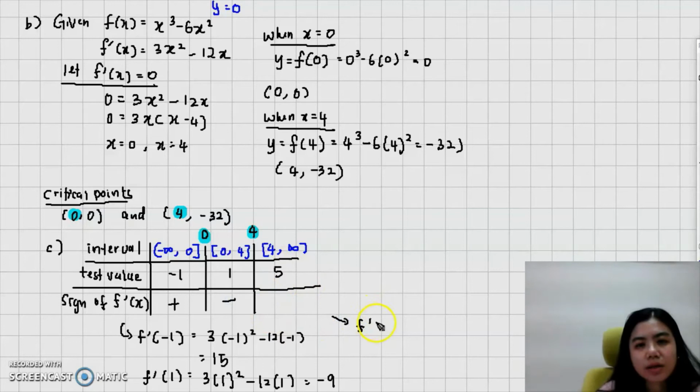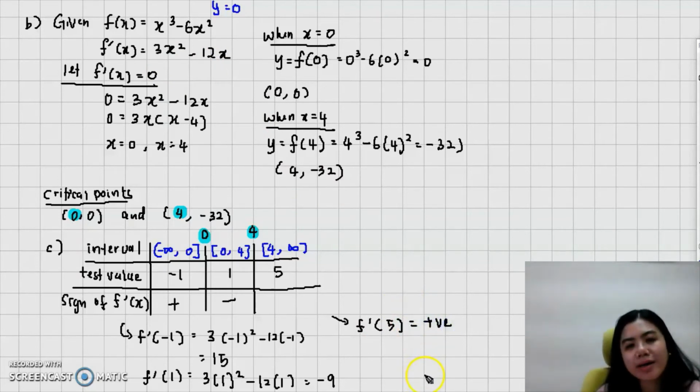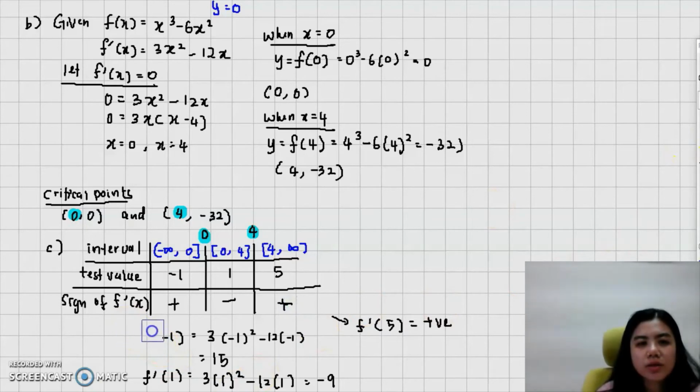Okay, so you're going to work the same for the f prime. You take the test value, that is 5, and substitute it into these functions using your calculator. In the end it will give you a positive value. We are not interested in the exact figure after substituting, we just want to know the sign. So this one is a positive value, so just put a positive here. After that, erase those things, we don't need them anymore.